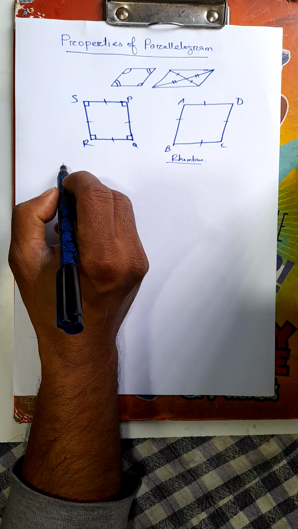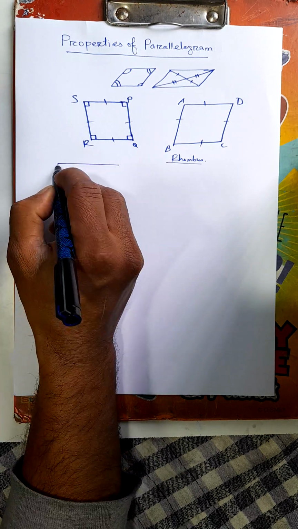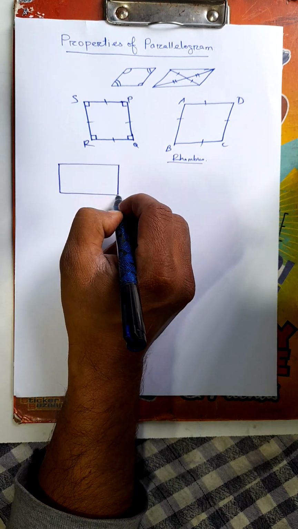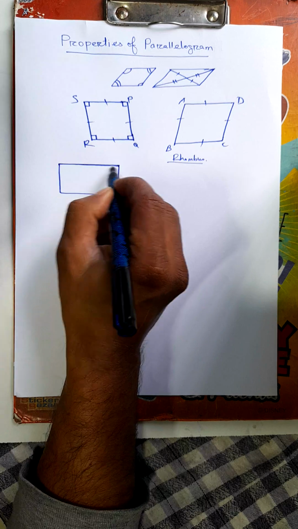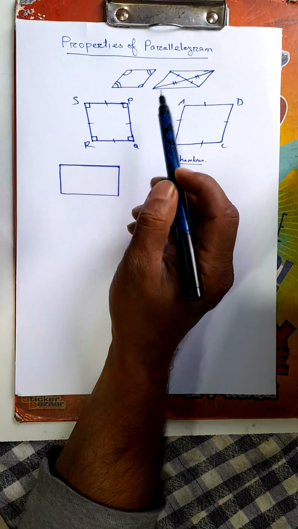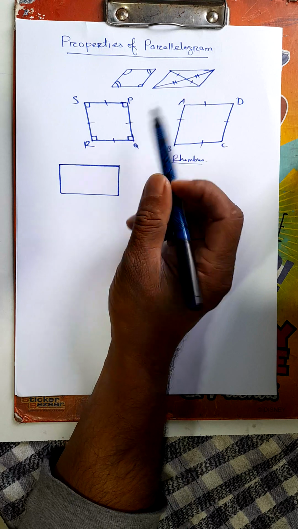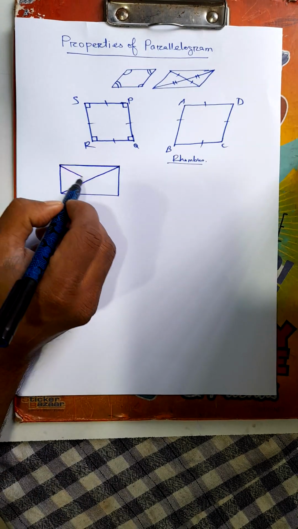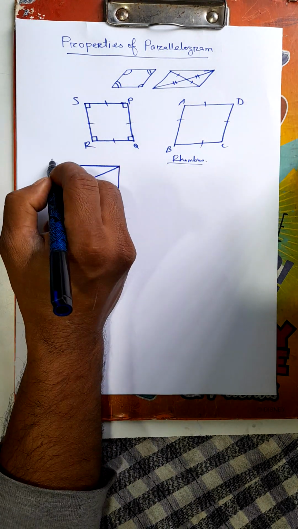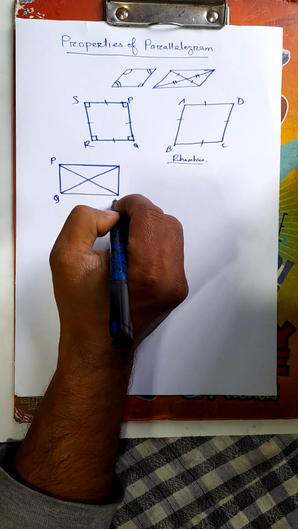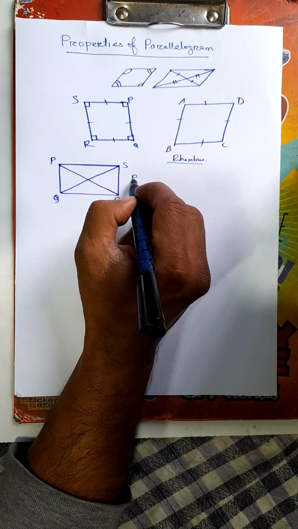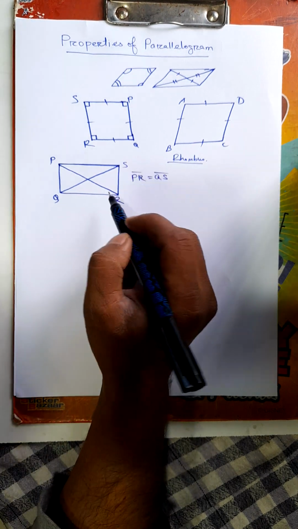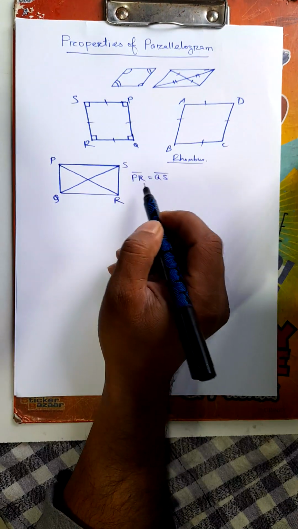Then one more thing we will discuss here: the rectangle. A rectangle is a parallelogram in which diagonals are equal. Earlier we found that diagonals bisect each other, but diagonals are not equal. But this is a parallelogram in which diagonals are equal. This is called a rectangle. That means PR equals QS. So a rectangle is a parallelogram in which diagonals are equal.